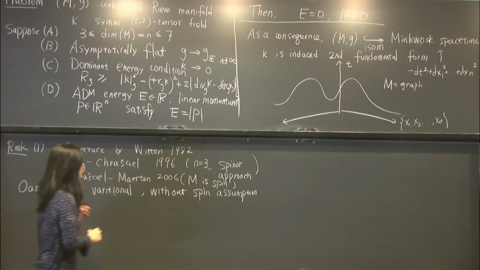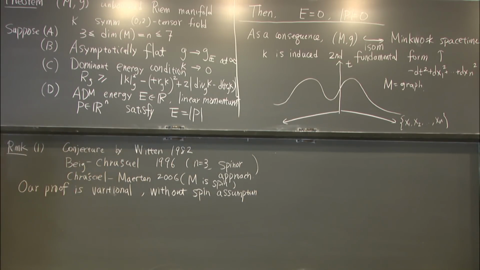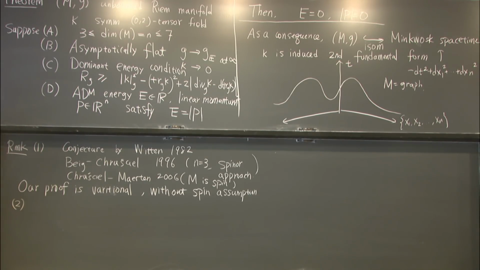Which in 3 dimensions also provides a different proof to the one provided by Bai and Kushel. Okay. And a second remark is, as soon as I wrote down the statement, you may immediately come up with the question: where does the dimensional restriction come in?